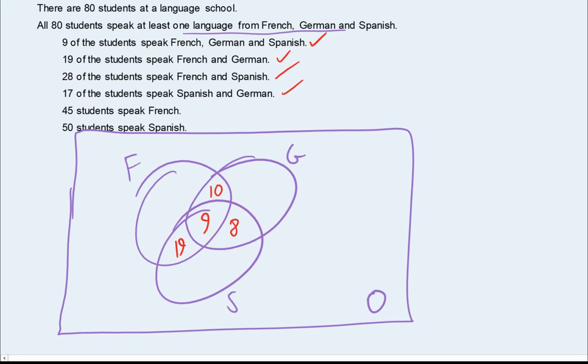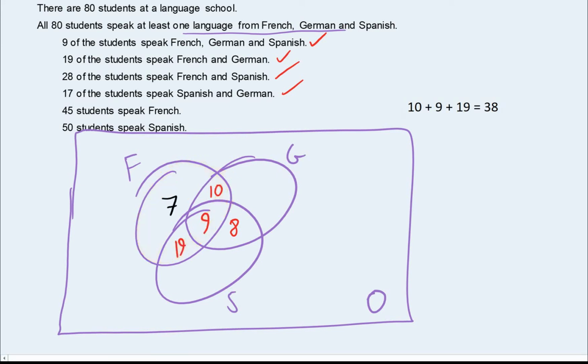Now 45 students speak French. That means in my French circle I want a total of 45. I'm going to add together these three numbers. So far speaking French, I've already got 38. I only want a total of 45, so that means I am missing 7 here.